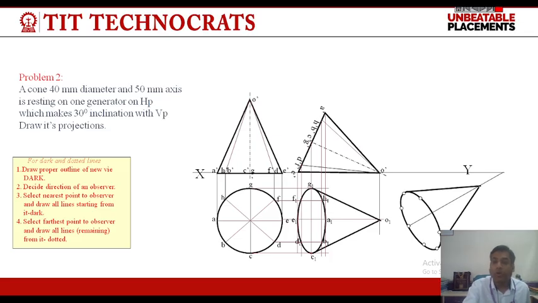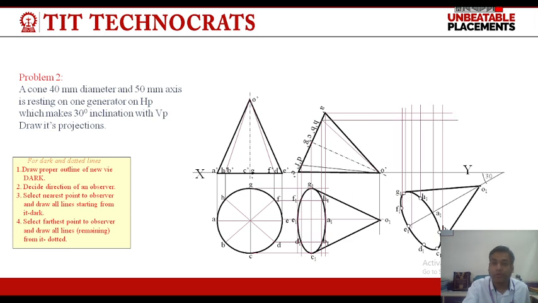Again, for drawing the final front view, we will draw projectors from all these 8 points of the base like this, vertical projectors from top view and horizontal projectors from front view to intersect at a given point, and we will locate all these points. We will also draw a vertical projector from point O1, that is apex point.